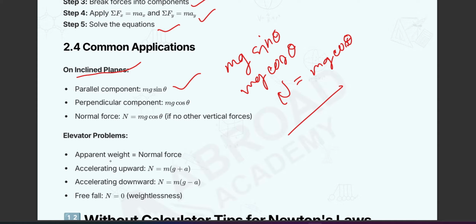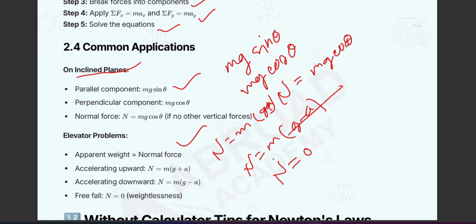And here are the elevator problems, where apparent weight equals the normal force. Accelerating upward, we can write N equals m times (g plus a). And here is accelerating downward. For downward, we can write N equals m times (g minus a). And here's free fall, where N equals 0 because of weightlessness.